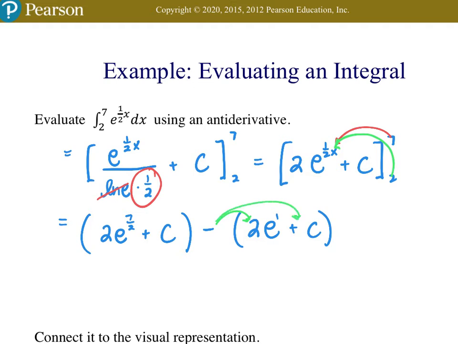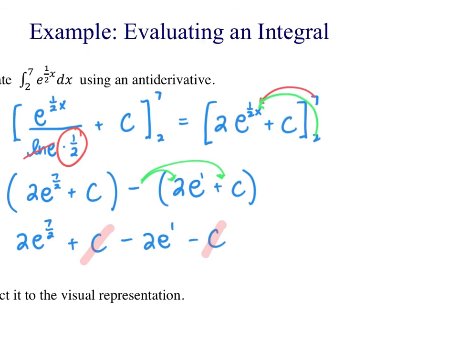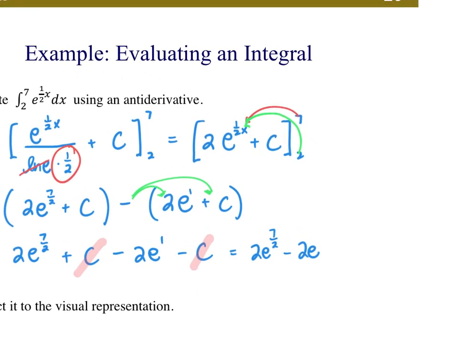Then distribute the negative. So we have 2e to the 7/2 plus c minus 2e to the first minus c. So we're left with 2e to the 7/2 minus 2e. Okay, that does not subtract. Those are not like terms. e to the 7/2 is a different power than e. You can't subtract things that have different powers.